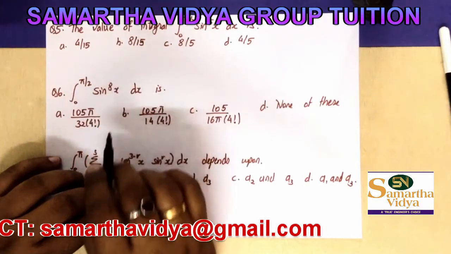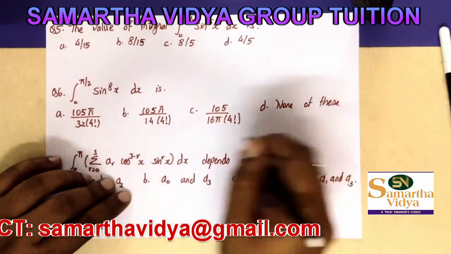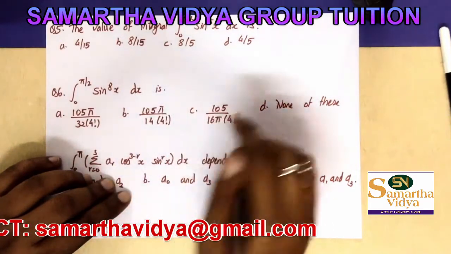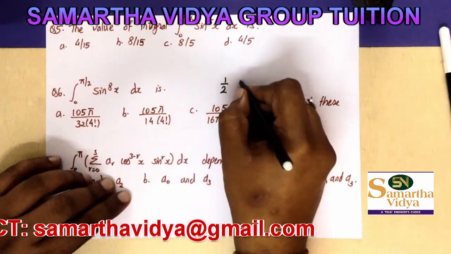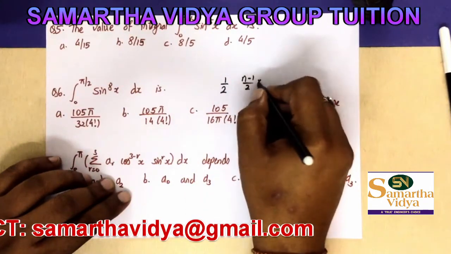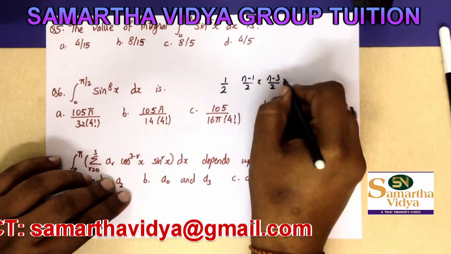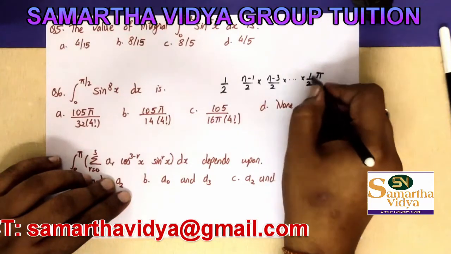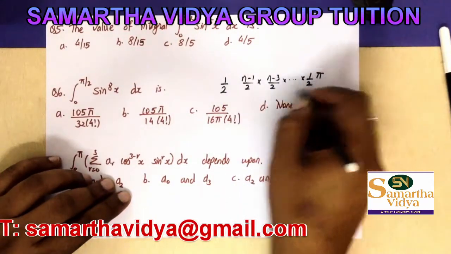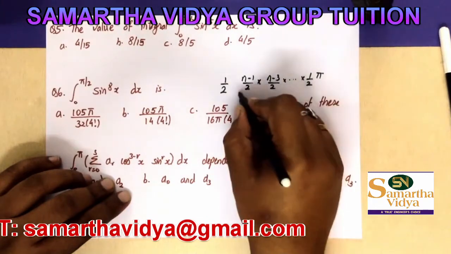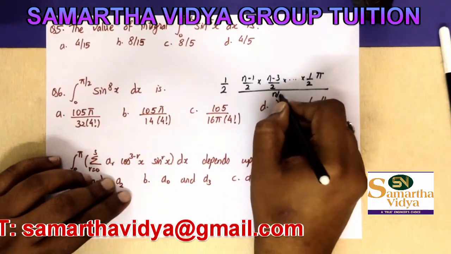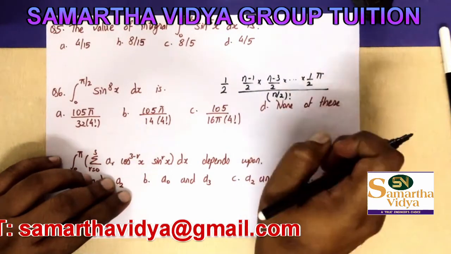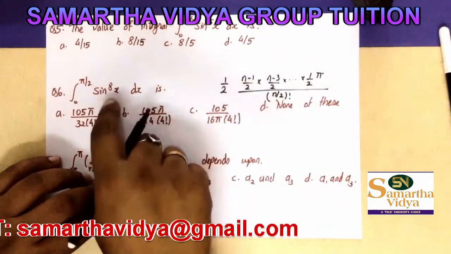If I have the degree as even, then the formula is given in this format. Let us say it is sine raised to n and n is an even term. So the formula is (n minus 1)/2 into (n minus 3)/2 into, it goes on and ends at half, multiplied by pi/2. So the last term in this series should be half. If you are getting half, then that's the end of it, divided by n/2 factorial. So you calculate n/2 and then find the factorial of it. That's the formula for the even one.